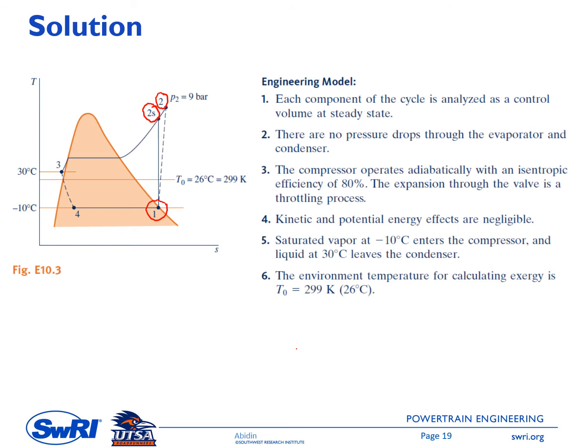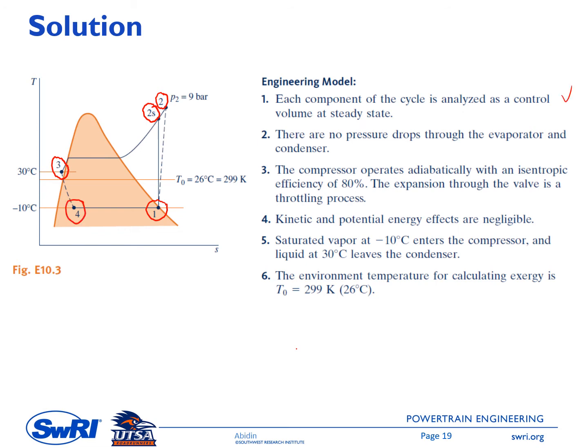And then P2 equal to 9 bar. And then point 3, you can see here, has a temperature of 30 degrees C. This 30 degrees C is lower than the saturation temperature at 9 bar. And then we have a throttling process from point 3 to point 4. And this is the engineering model.